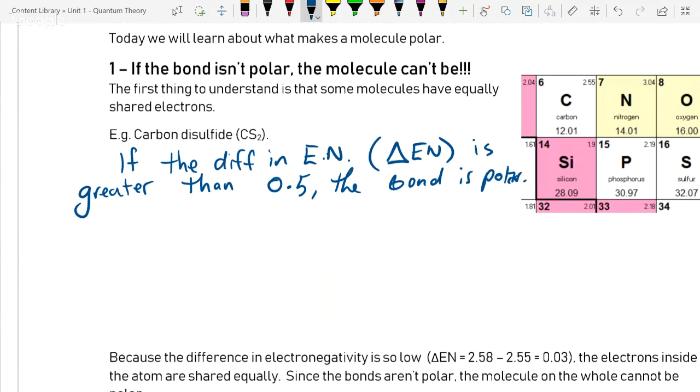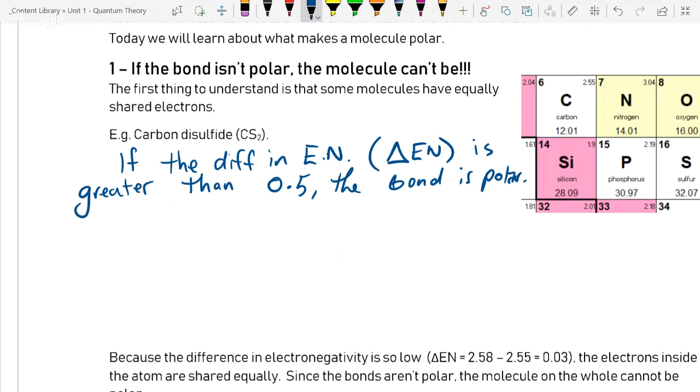So this is kind of an arbitrary number, and some books say 0.3. I've seen some that say 0.4, some say 0.5. There's kind of an understanding that this is just a guideline. But as a rule of thumb, if the difference in electronegativity between two atoms is greater than 0.5, we say the bond will be polar. By the way, if it gets big enough, eventually it'll actually be ionic. It'll actually transfer. But we're talking about covalent bonds here. So that's our rule of thumb.